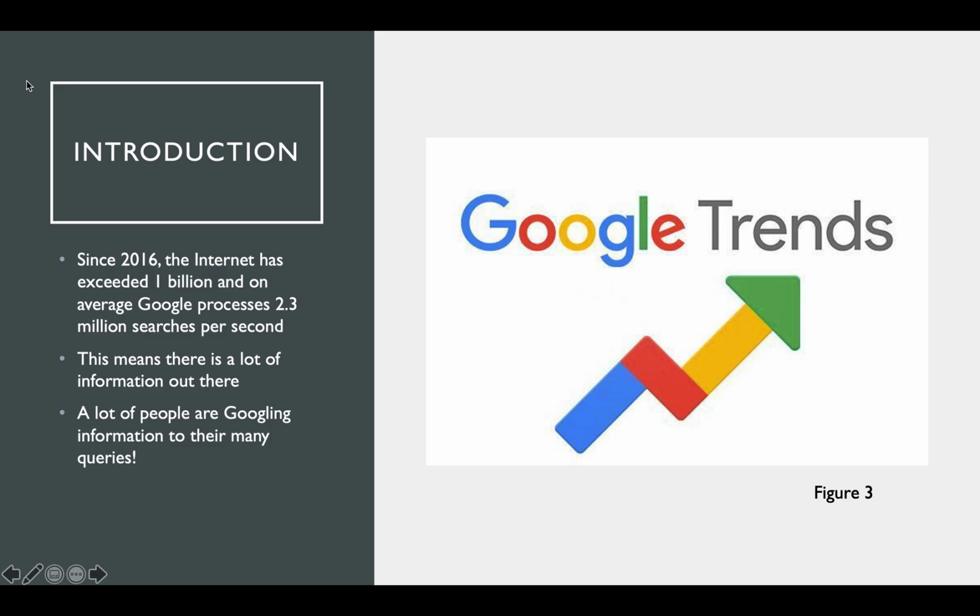The introduction firstly starts off with this: you might be interested to know that since 2016, there was an average of 2.3 million Google searches per second. I'm pretty sure by now, 2020, this has increased quite a bit. And that just means that there's a lot of information out there. When you are trying to search for something that you don't know the answer to, there are so many websites, so many articles, so many blogs, etc.